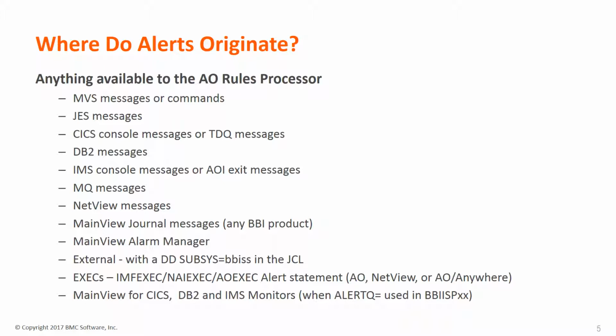So where did these alerts come from? Well, they come from a whole bunch of different places, and really anything that's available to the rules processor can generate an alert. That would include your MVS messages and commands, JES messages, CICS TDQ messages, DB2 messages, AOI exit messages for IMS, MQ events, NetView messages, messages occurring in the MainView BBI journal, and alarms being generated by MainView Alarm Manager. From execs, we can generate alerts, or from the MainView monitors for CICS, DB2, and IMS. If we specify the alert queue, we can generate them from there as well.